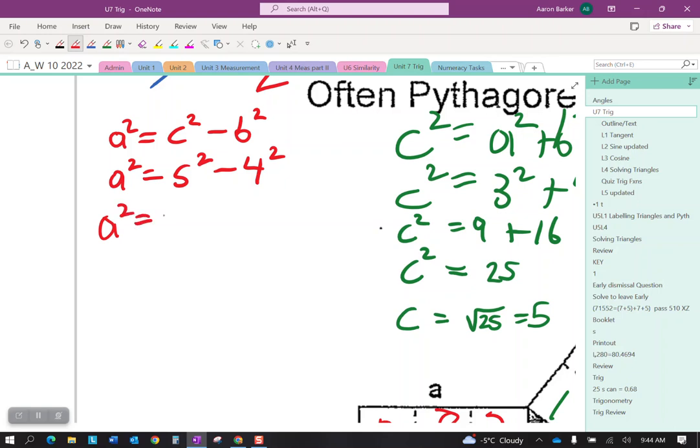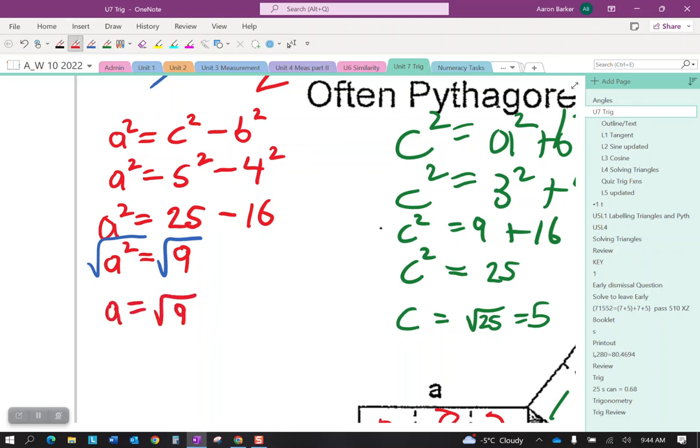Then we find our squares. So 5 times 5, that's what 5 squared is. 5 times 5 minus 4 times 4, which is 16. Then you do your subtraction. 25 minus 16 is 9. Oops, not 9. That's 9. And how do we undo the square? What do we have to do to both sides to undo the square? You have to do the square root. So we get A equals square root 9, which equals 3.